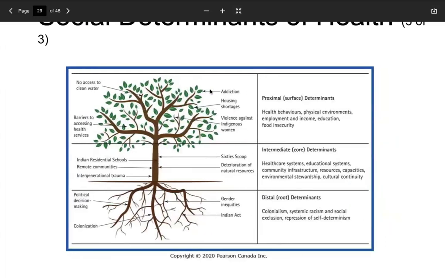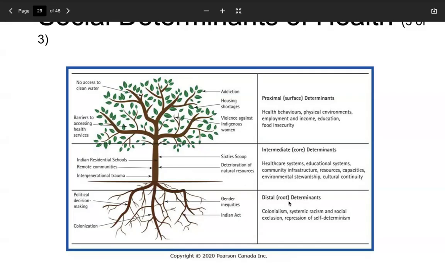So this tree diagram is a really powerful visual tool that explains the Indigenous social determinants of health because it shows the deeply rooted historical inaccuracies that are still affecting Indigenous Canadian health today. So we're going to start at the bottom over here.